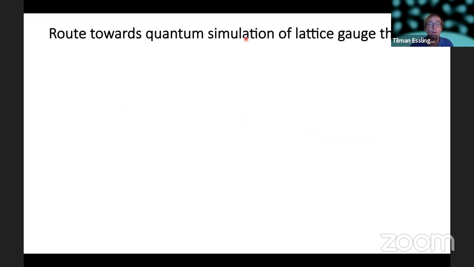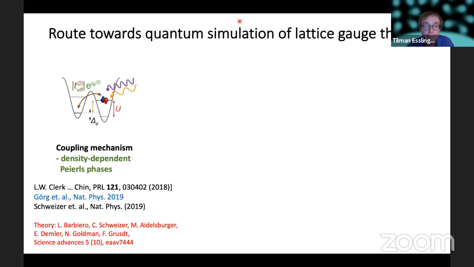One could, of course, wonder what is the route towards quantum simulation of lattice gauge theories. One could say, okay, the coupling mechanism between density-dependent Peierls phases, so you have a coupling mechanism between matter and gauge particle that is working. And I should also mention, I was a bit quick on that slide earlier on, there is work by Cheng Chin, who did this in a mean field setting, very nice pioneering work there. And this other paper that I put here, that is the Munich paper.